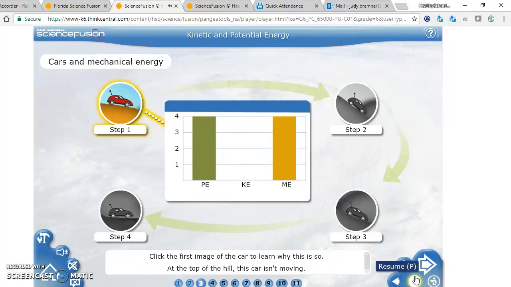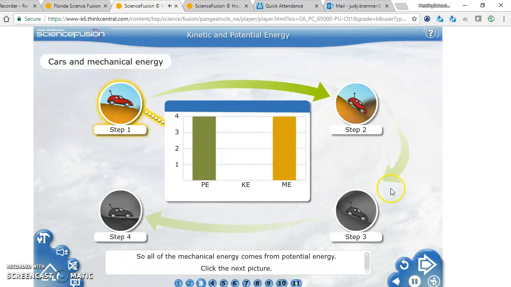At the top of the hill, this car isn't moving. Its position gives it potential energy. On the graph, you see potential energy, but no kinetic energy. So all of the mechanical energy comes from potential energy. Click the next picture.